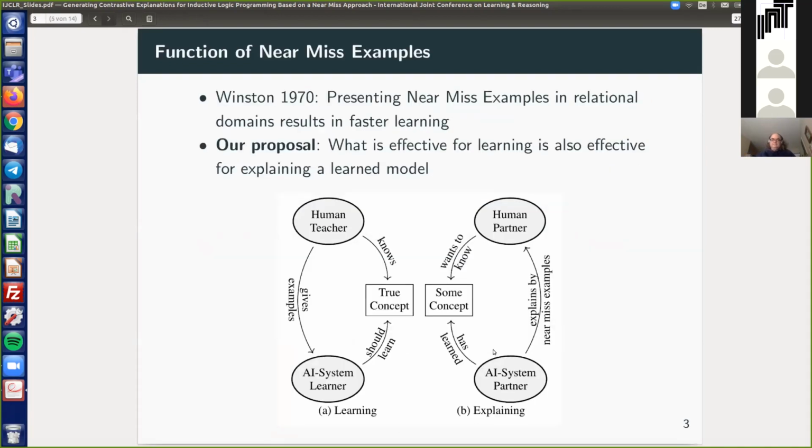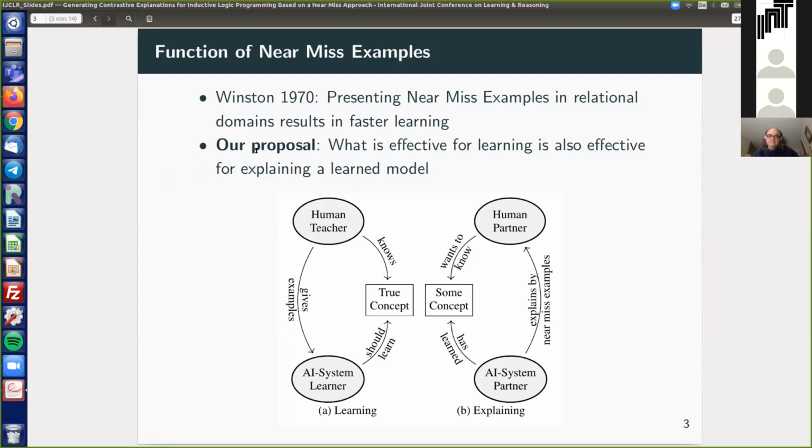So why do I tell you that? Well, we saw that these kinds of counterfactual explanations were not really present in relational domains, like in ILP learned models. But when you look in the literature, Winston in 1970 was presenting near-miss examples in the relational domain, and he told us that this results in faster learning, because if you give near-miss examples along with the positive examples, the system just learns faster.